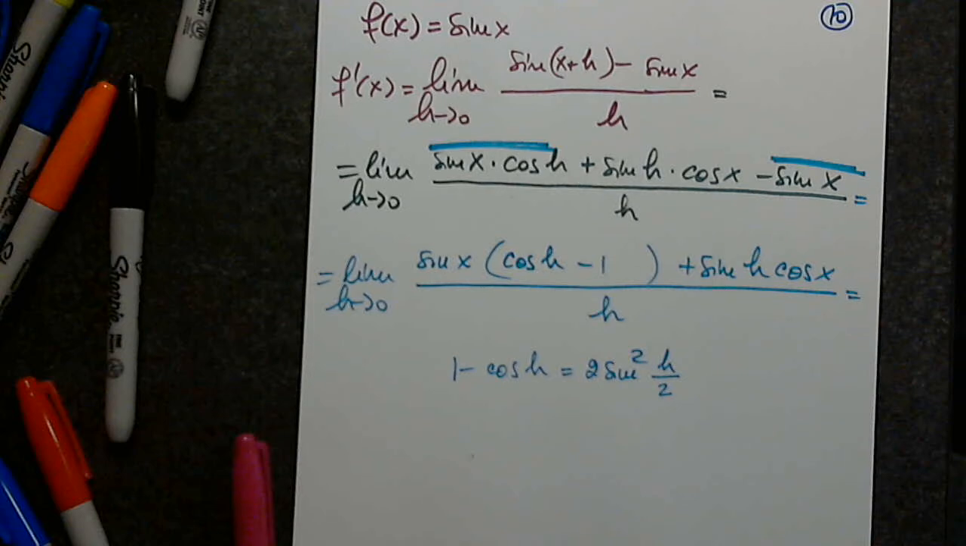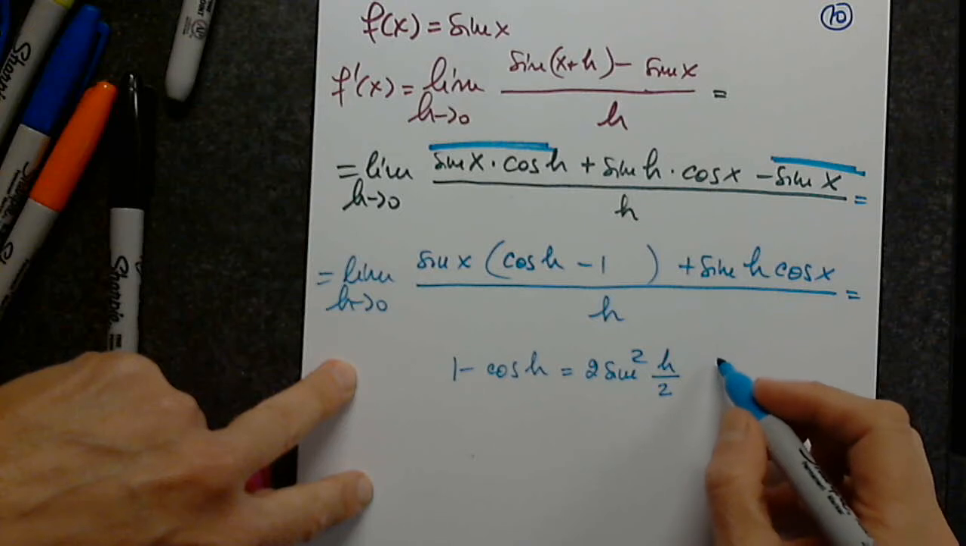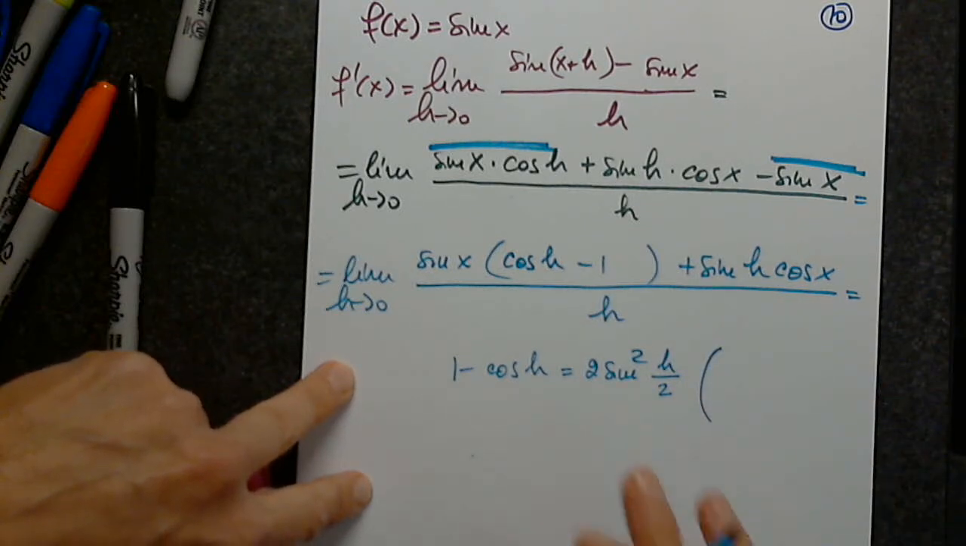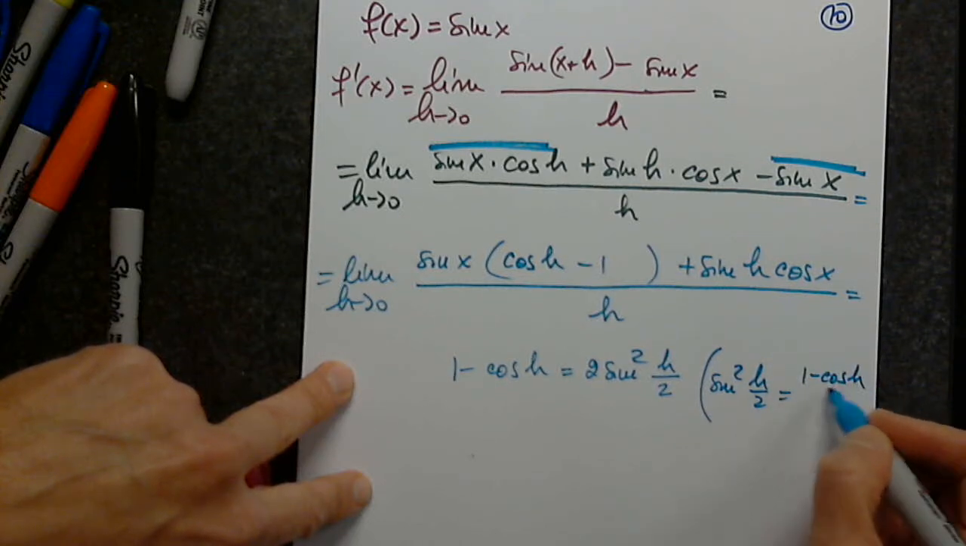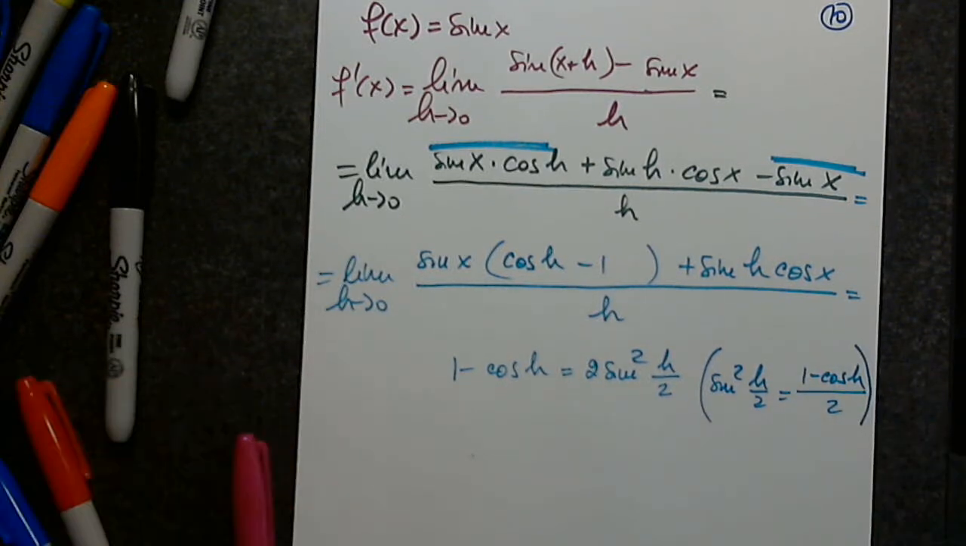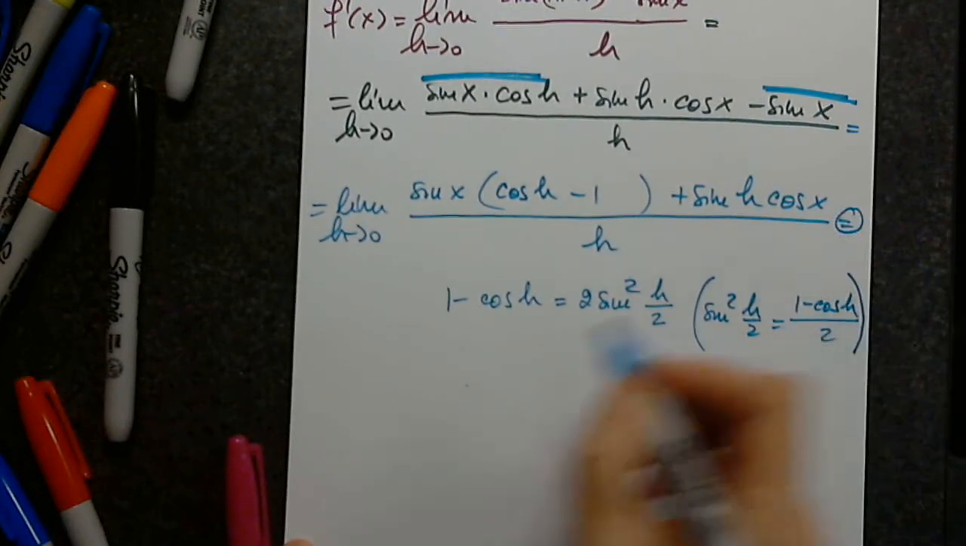So would it be negative? Yes, I would have to factor out negative 1. Awesome. So basically, if you can also go back to your previous notes from pre-calc, this is the formula: sine squared h over 2 equals 1 minus cosine h over 2. This is where it comes from. So yes, I will have to factor out negative 1 and then write this instead of cosine h minus 1.